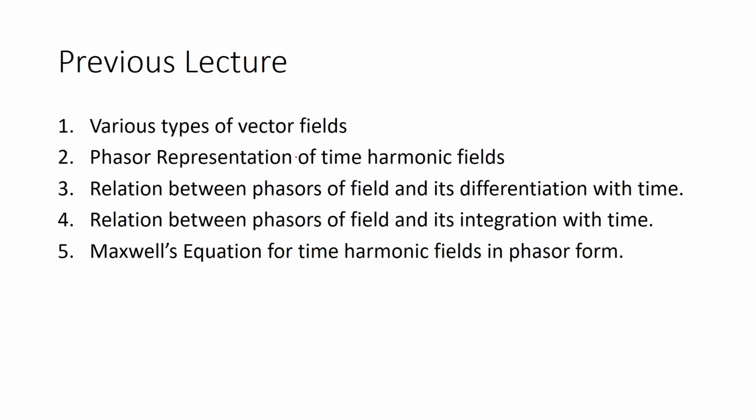In the previous module, we have seen what the various types of vector fields are and how to represent the time harmonic vector field using its phasor representation. Then we have analyzed the relationship between phasors of a field and its time differentiation, and then we have discussed the relation between phasors of a field and its time integration. After analyzing the relations, we have derived the Maxwell's equations for time harmonic fields in the phasor form.